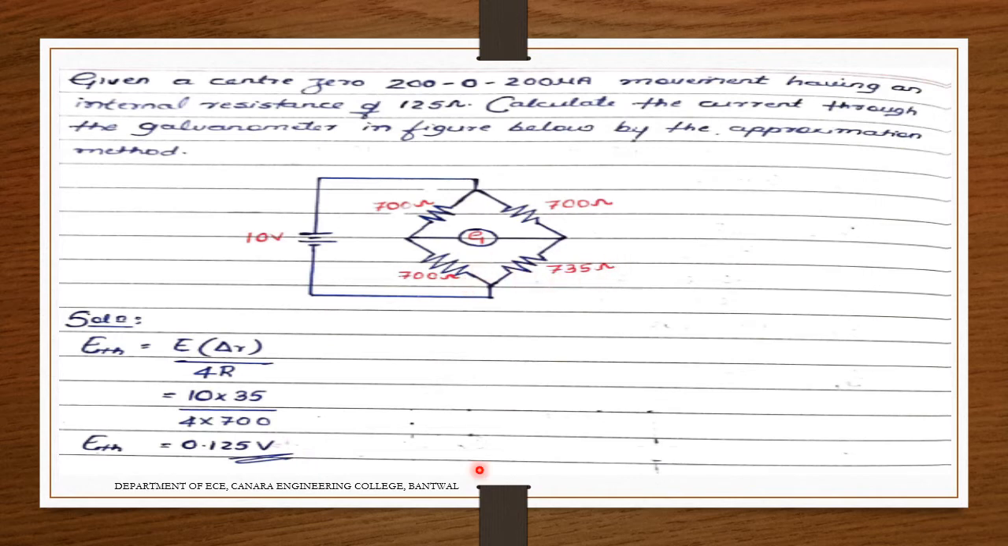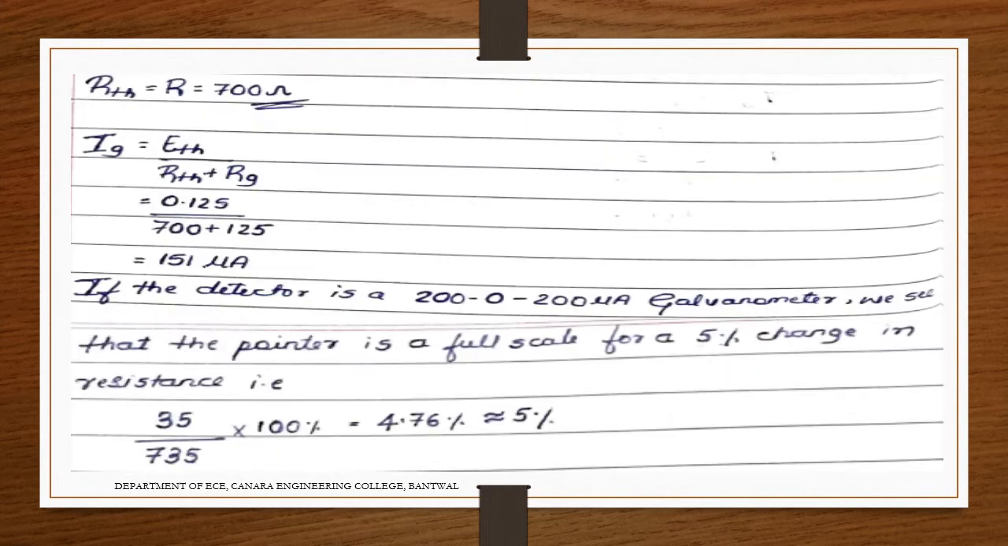Understood? This is just a slightly unbalanced bridge. The first thing we need to do is see which category it comes under. The first problem was balanced, the second problem was unbalanced, and this comes under slightly unbalanced. For this, RTH is equal to R, that is the formula. So for the slightly unbalanced bridge, RTH is equal to R, which is 700 ohm.